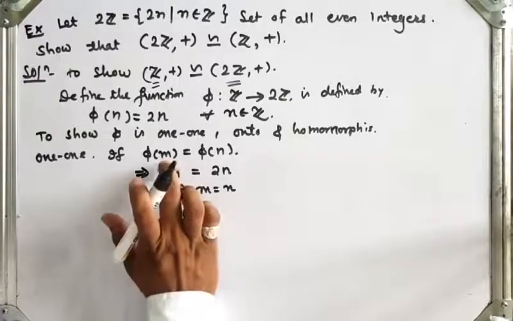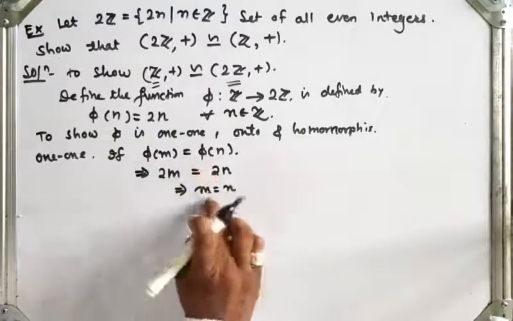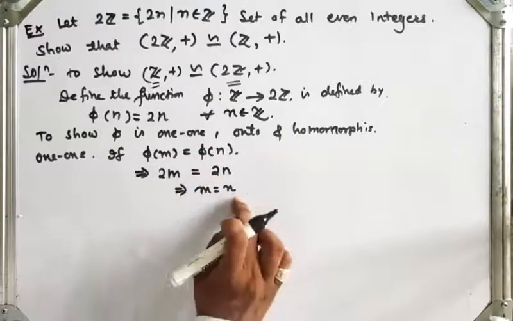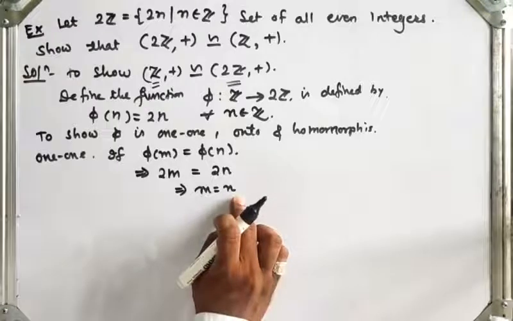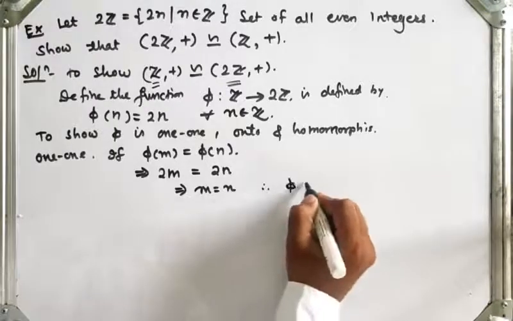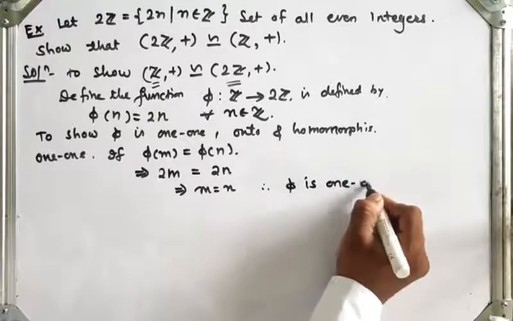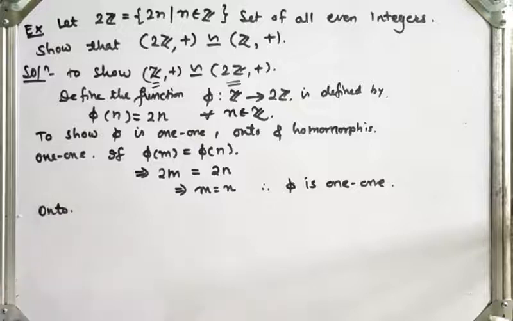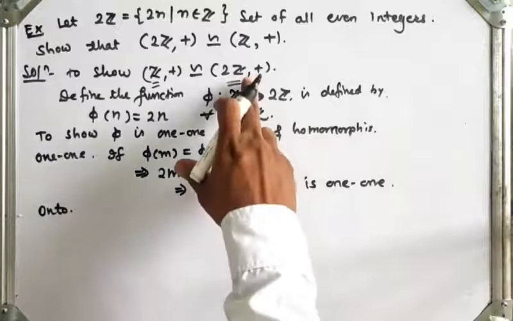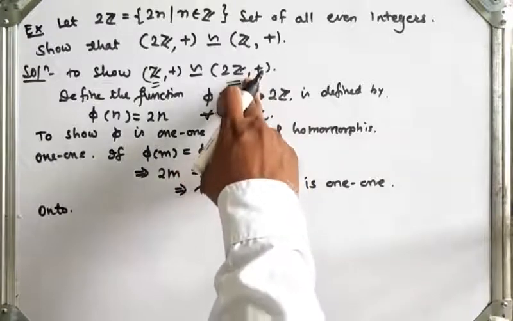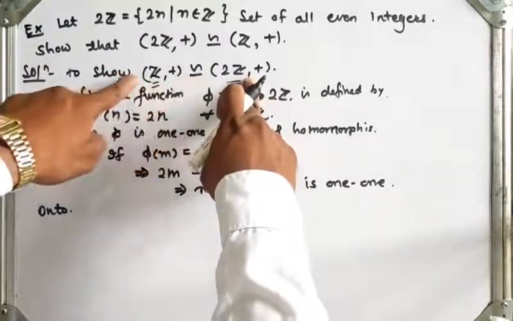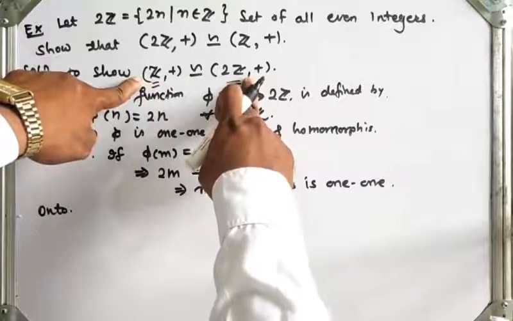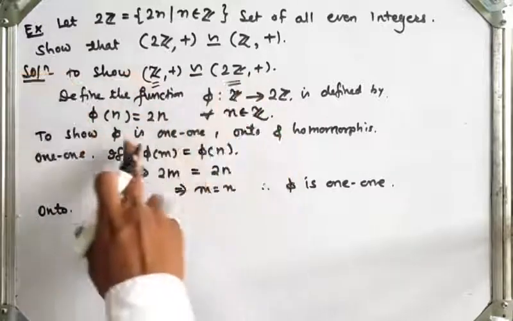So here the function values are the same, then their inputs m and n are again the same. Therefore we say that function phi is one-one. Therefore phi is one-one. So second case, onto. So what is the definition for onto function? For every element in this set, there exists an element in set Z such that phi of m is equal to n.